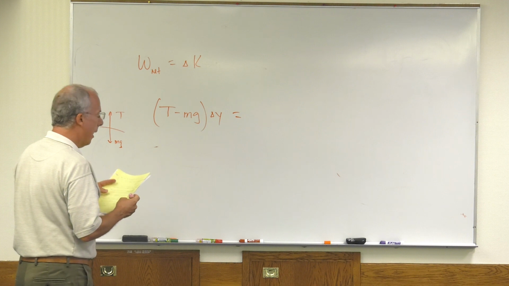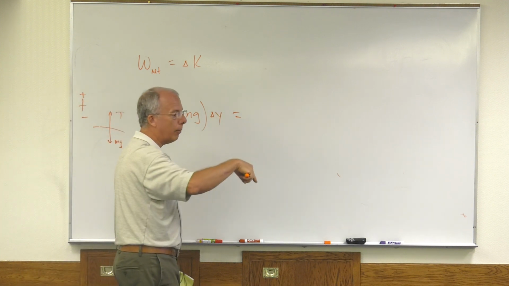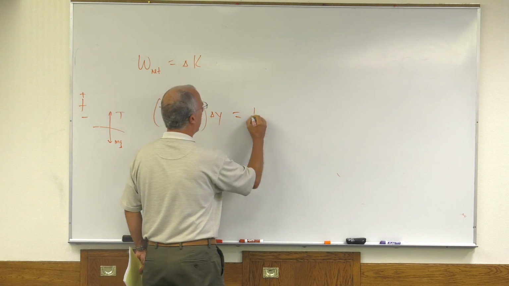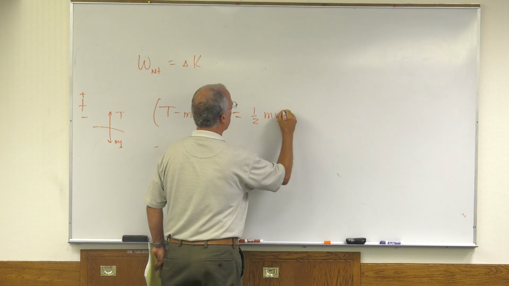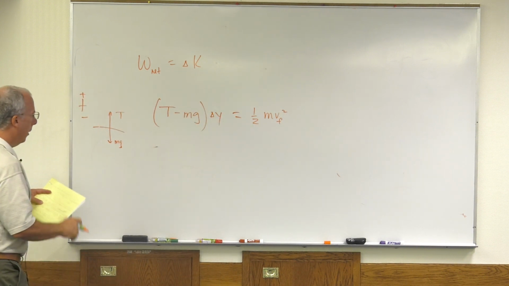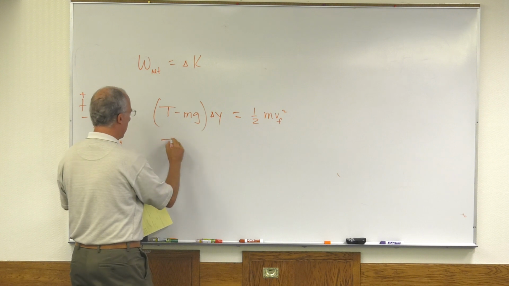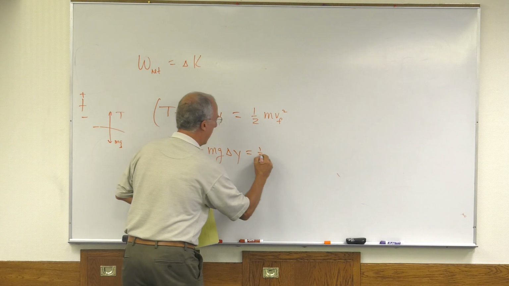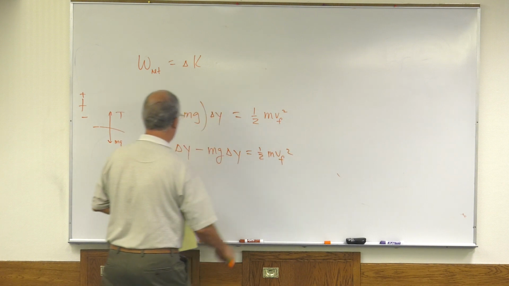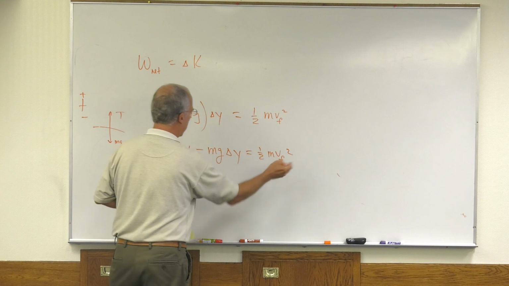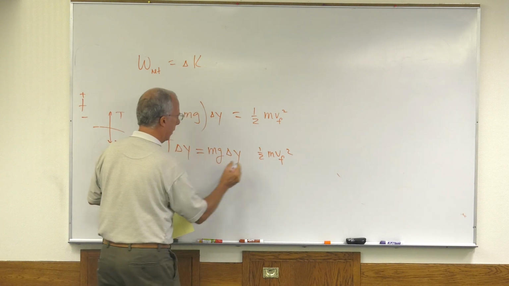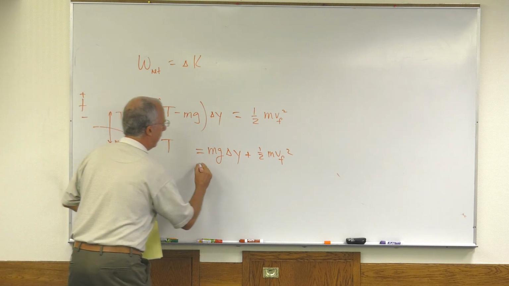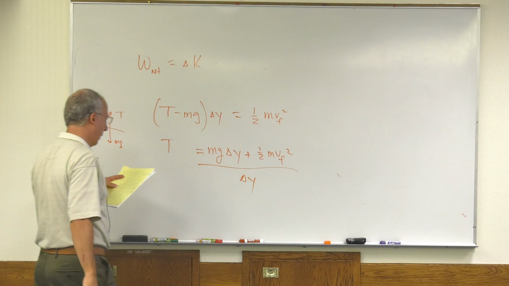Delta K. Delta K is K final minus K initial. It started out at rest, so we just have K final. What's K final? It's 1/2 m v final squared. So T delta y minus mg delta y equals 1/2 m v final squared. I want to get T, so I add mg delta y on the other side. Now I divide by my delta y. And that's it.